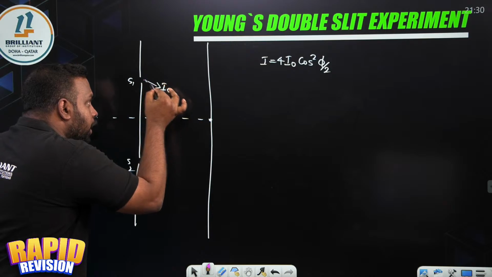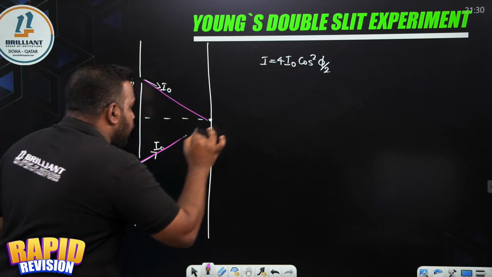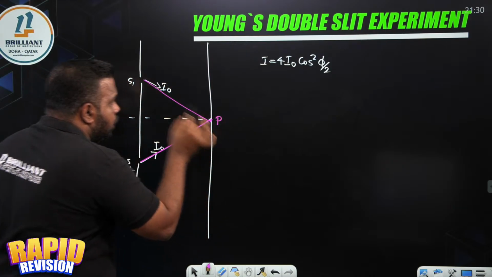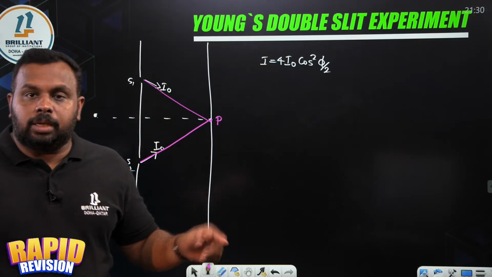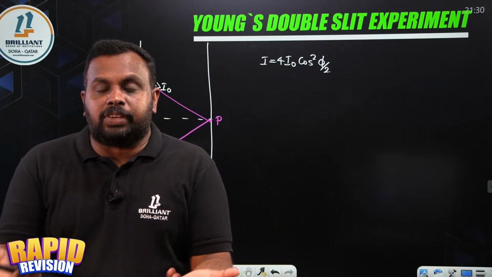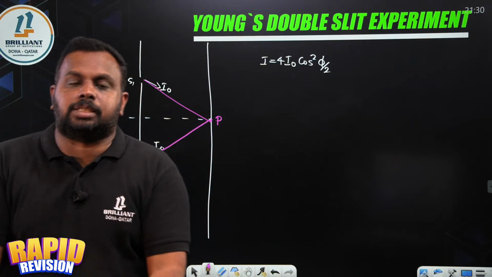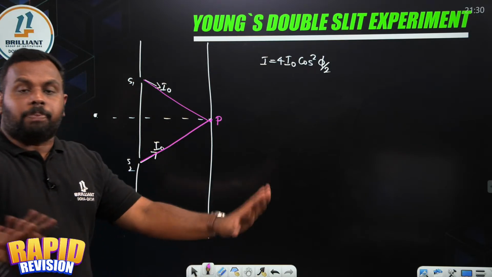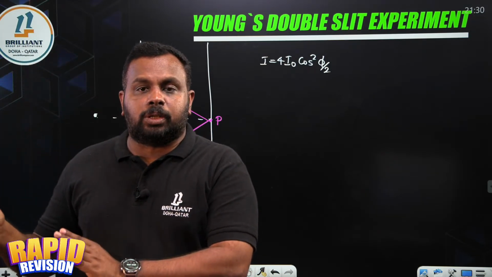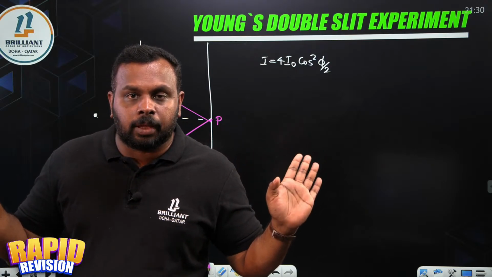See, look at this line. From the diagram, clearly you can see that the distances S1P and S2P are equal. S1P is equal to S2P. So what is the difference in distance? 0. So that distance is called the path difference. So path difference is what? 0. Okay. If path difference is 0, phase difference will also be what? 0. Same phase. Got it?